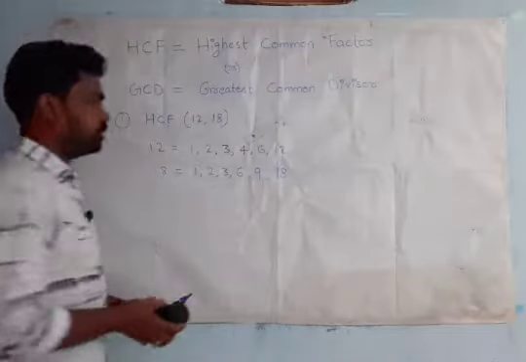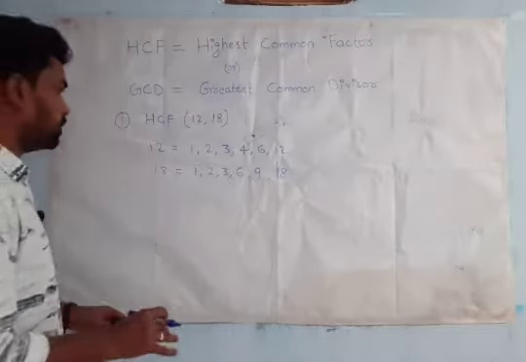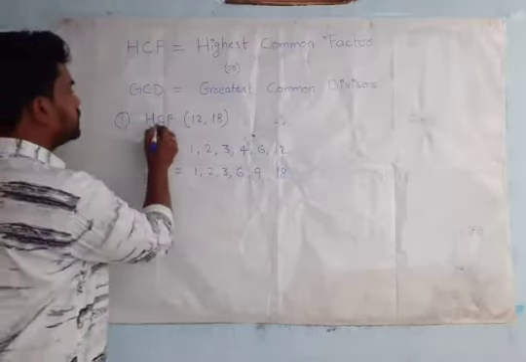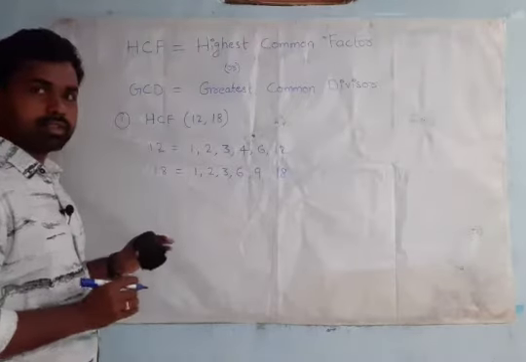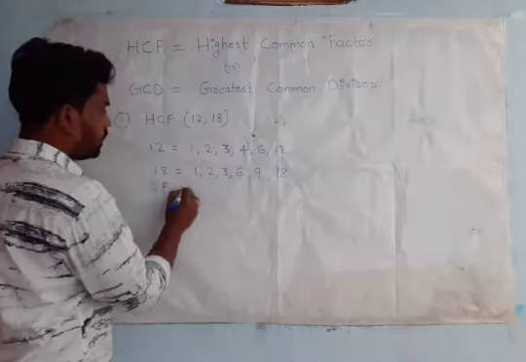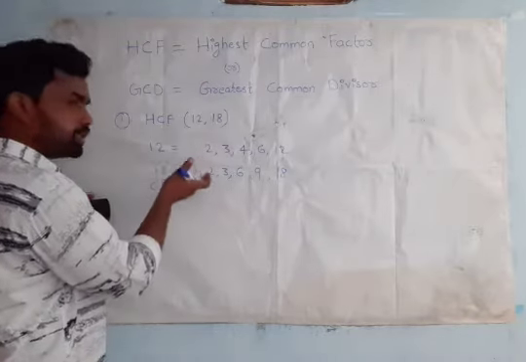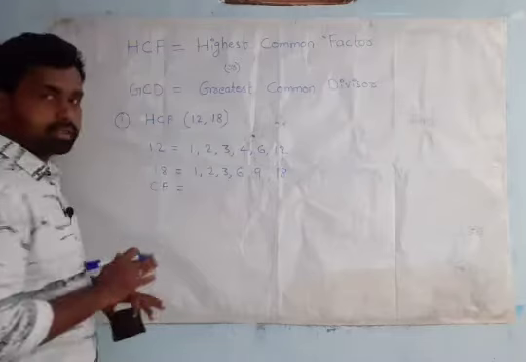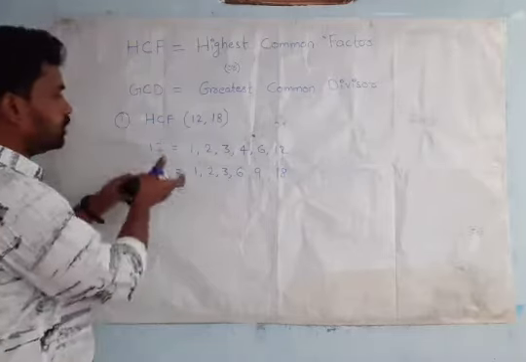Okay. From these factors, what do we have to do? We have to write what this C is. C means common. Common factors. Common factors means what? We have to select the numbers which are present in both the cases. Common means it should be present in both the cases.